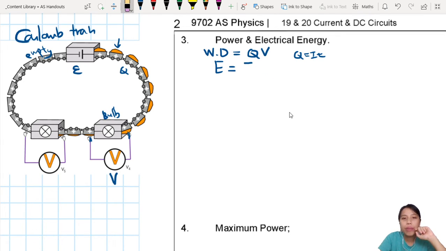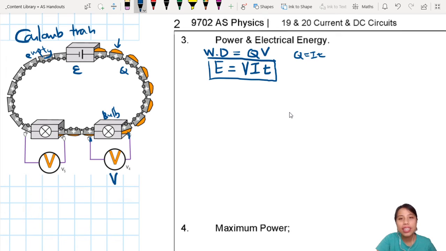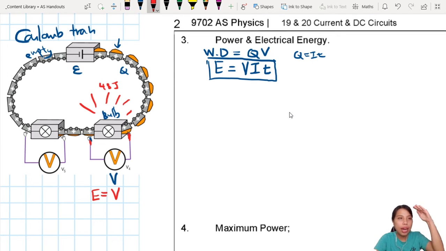Let me rearrange it to something a little bit easier to remember. E equals VIT. EVIT. That is one way people use to calculate the energy spent by a component in a circuit. For example, this light bulb here will be spending some energy. I don't know how many joules, 48 joules maybe. But however you calculate it, that will be your E equals the potential difference before the bulb and after the bulb. That will tell you how much drop in energy there is.